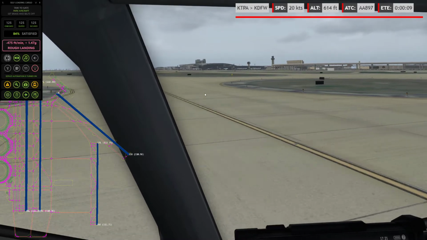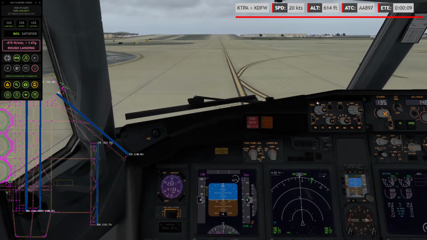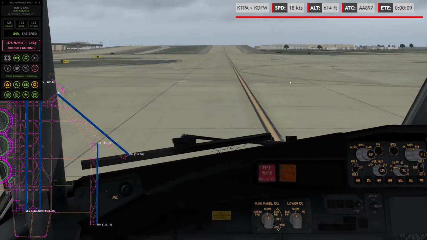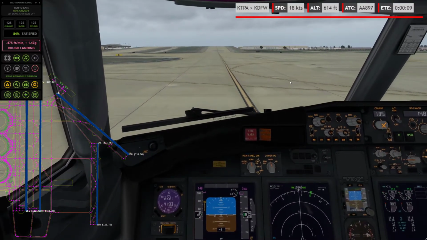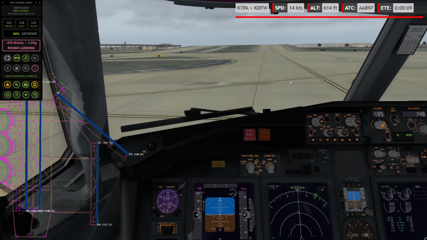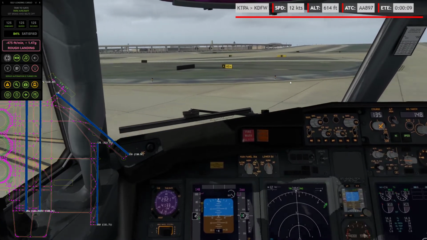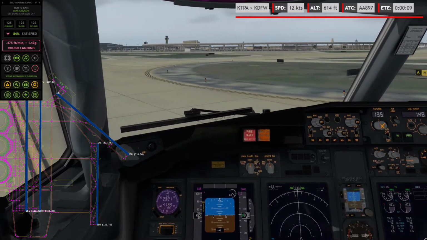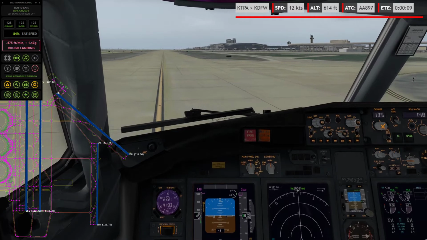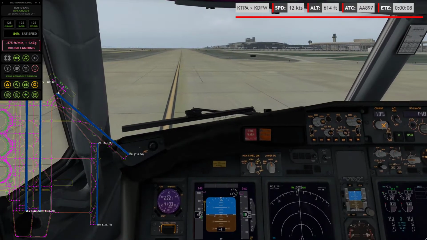Looks like it's going to eat up quite a bit of my frame rates. And that slope is pretty high. Alright, make a left turn over here. And my frame rates are going downhill.